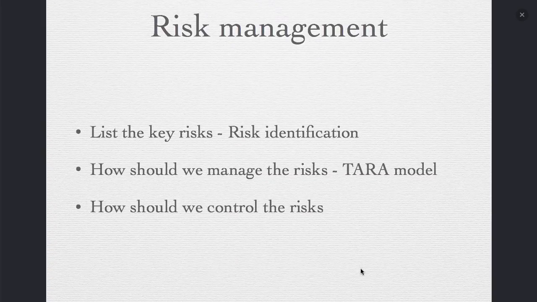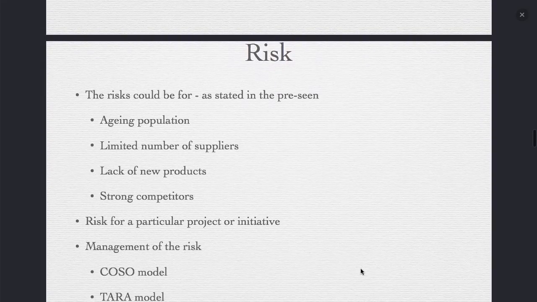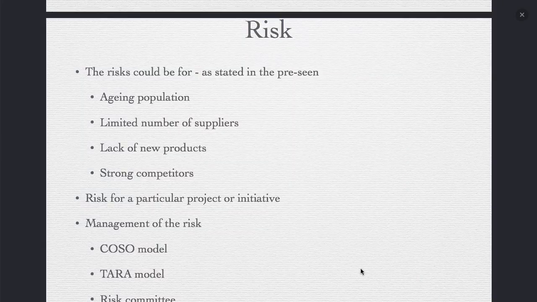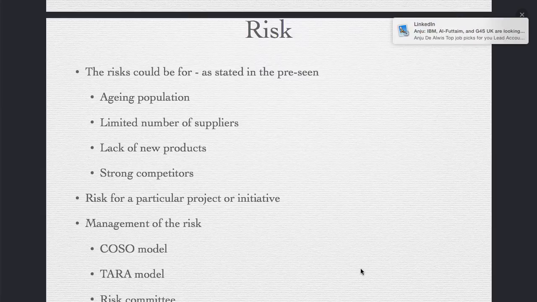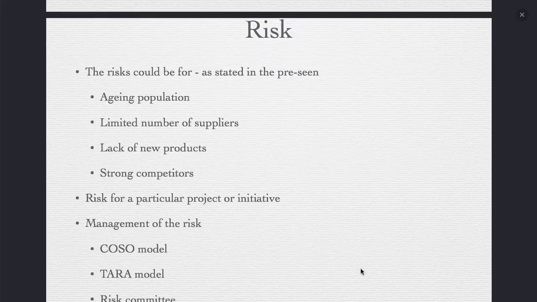Risk, we need to look at what are the key risks, how should we manage the risk, then we can do it with the TARA model, and how can we control the risks, right? What are some of the risks that we've got? Aging population, limited number of suppliers, lack of new products. We've got lots of competition, right? And a risk of a particular project or initiative can happen as well. And how can you manage? We can have a COSO model. Again, this is kind of a framework that can be used. TARA model and the risk committee, which can advise you, guide you, right?